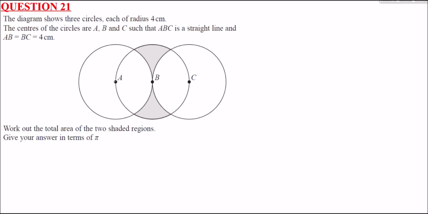So not only is the radius of each of them 4 centimetres, but the distances between the different centres is also 4 centimetres, which is the radius as well. We need to work out the area of these 2 shaded bits combined, giving our answer in terms of pi. This is absolutely heinous. What I would say, though, is, in my opinion, and there's a few ways of doing this question, the left circle and the right one are almost a distraction. The shaded regions are in this middle circle, so I'm just going to focus on the middle one for now.